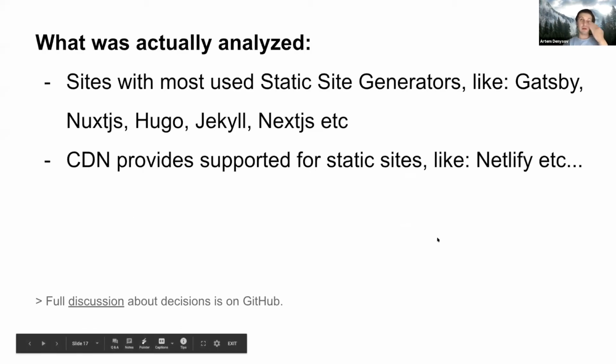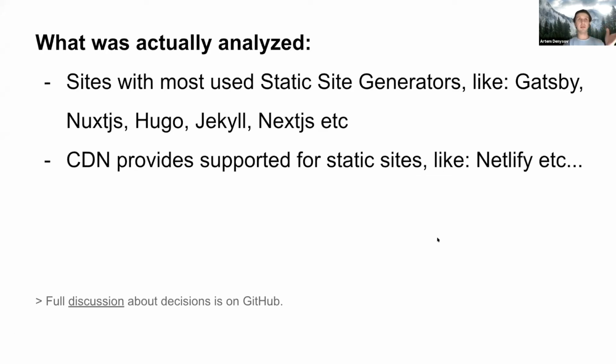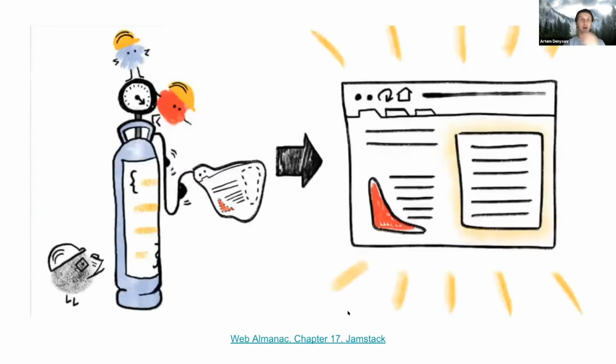So what we have in the end, we analyze only static site generators like Gatsby, Nuxt, Hugo, Jekyll, Next.js, and we included CDN providers like Netlify, AWS, Azure, whatever, and their full discussion. We spent a lot of time figuring out what we should bring, what we should reduce, and how it will be for users who will read the chapter. So that's all there, and the actual Almanac part.